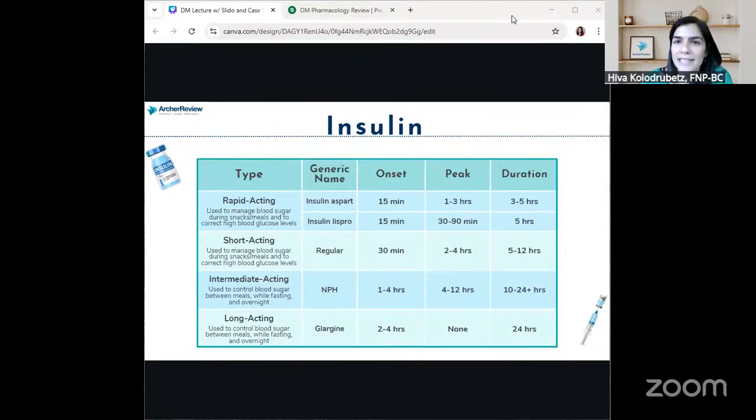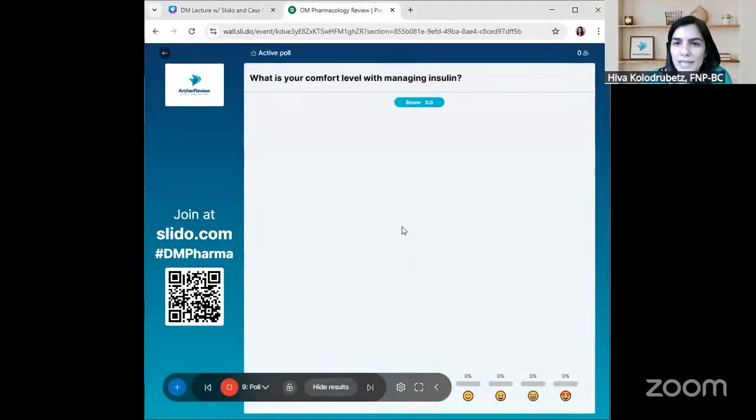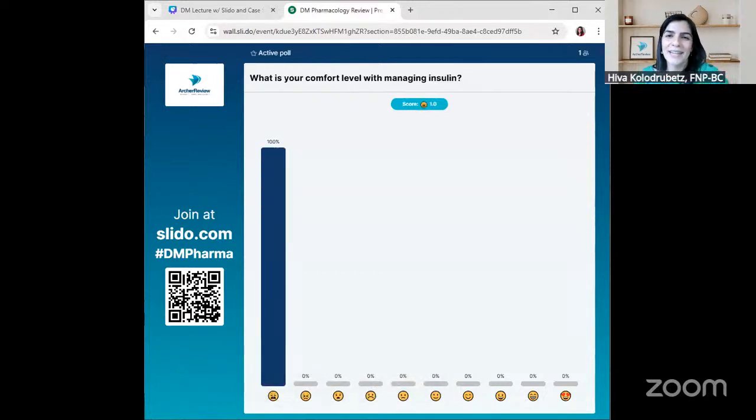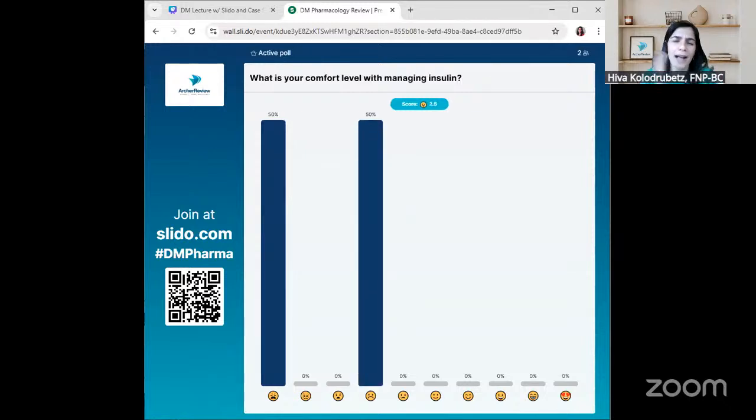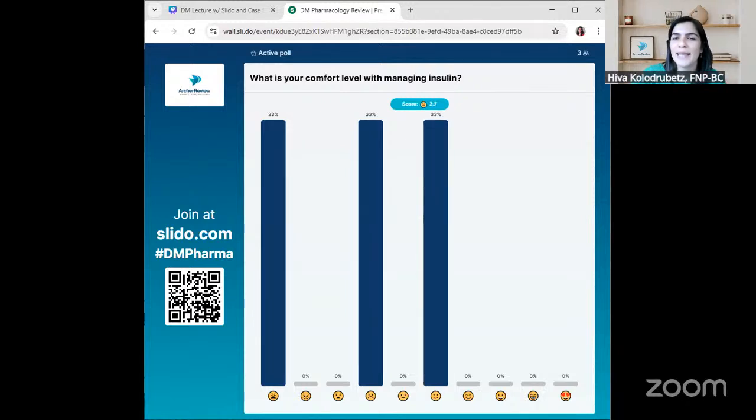Before I dive into insulin, let's go to our next poll. Tell me your comfort level. Oh, good. I used the emojis on this one. I knew I had to throw in emojis in one of my polls today. But what do you guys think? What is your comfort level with managing insulin? Are we at the crying level? Are we at the, oh, maybe I'm a little confident? Are we at the, I'm a superstar? I see patients like this all the time on my floor or in my clinical practice. How are we feeling with insulin management?